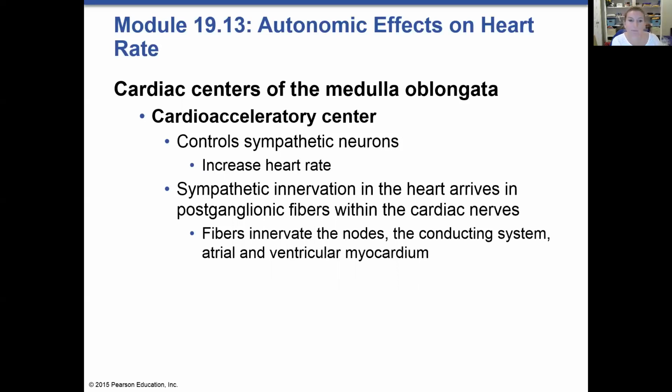But that's okay. With our cardioacceleratory center, that's obviously going to increase our heart rate. Sympathetic innervation is going to have control over this. Those fibers are innervating the conducting system, the nodes, AV nodes, the ventricular myocardium. They're all going to be basically stimulated by the cardioacceleratory center in the medulla oblongata.